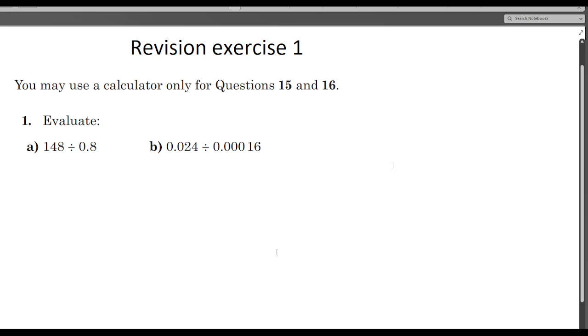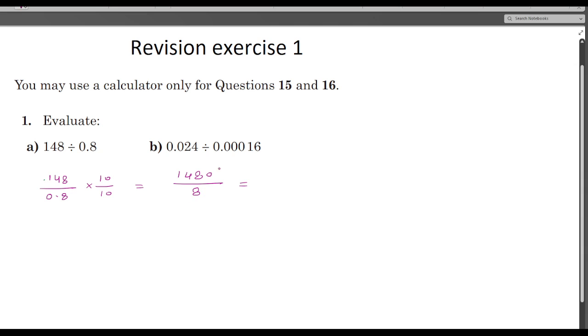Evaluate. Now except question number 15 and 16, all the questions you have to do yourself without the help of calculator. So first question, 148 divided by 0.8. What you can do here, you can multiply numerator and denominator both by 10. So numerator will be 1480 and denominator will be 8.